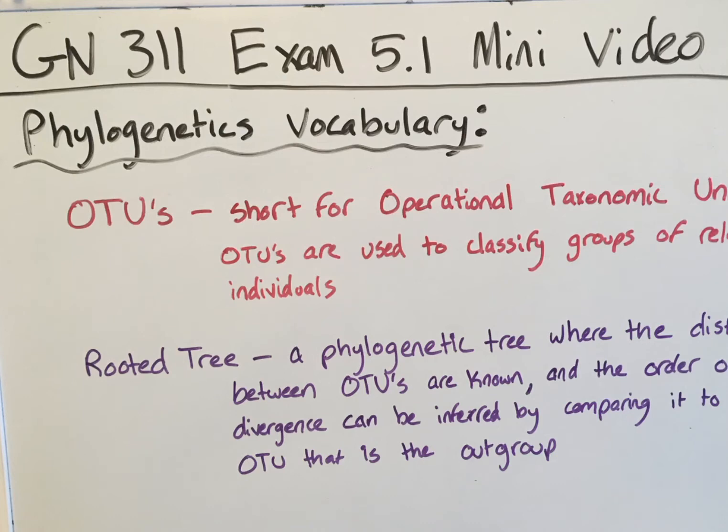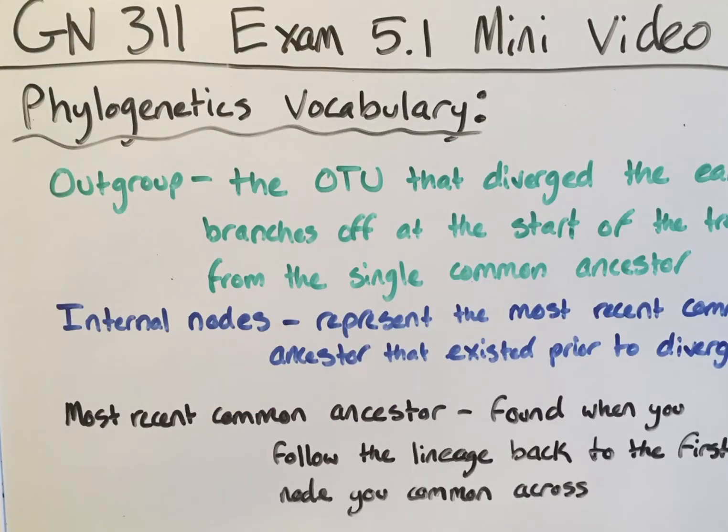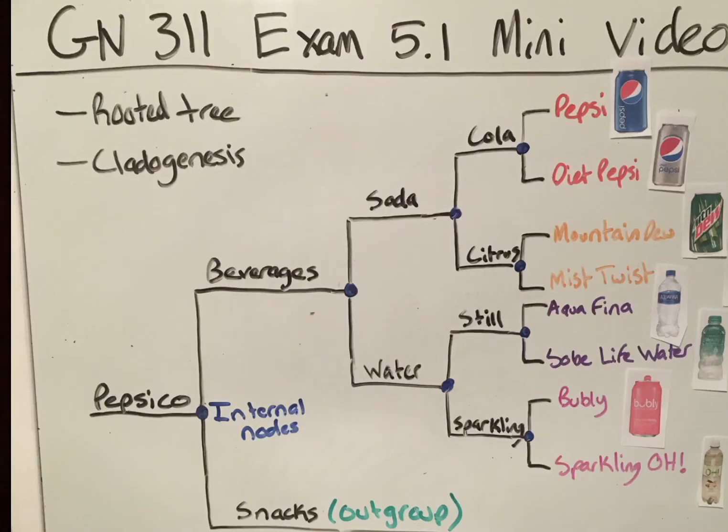A rooted tree is a type of phylogenetic tree where the distance between OTUs are known, and the order of divergence can be inferred by comparing it to the OTU that is the outgroup. An outgroup is the OTU that diverged the earliest. It branches off at the start of the tree from the single common ancestor. The internal nodes represent the most recent common ancestor that existed prior to divergence. Lastly, the most recent common ancestor can be found when you follow the lineage back to the first node you come across.